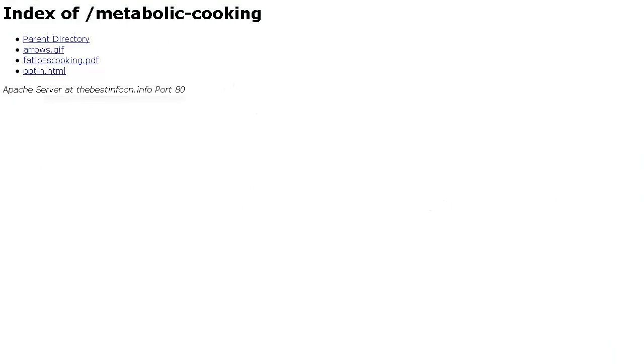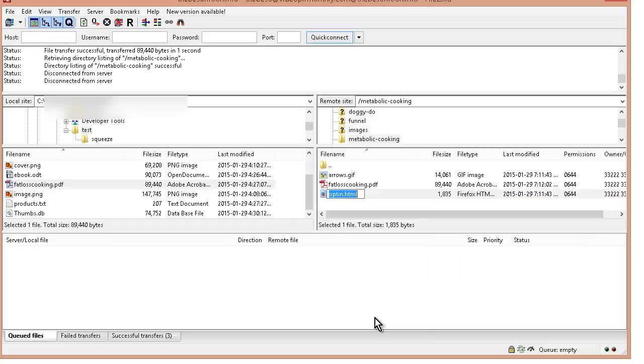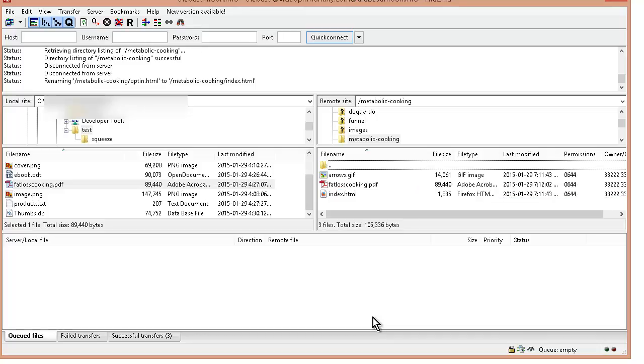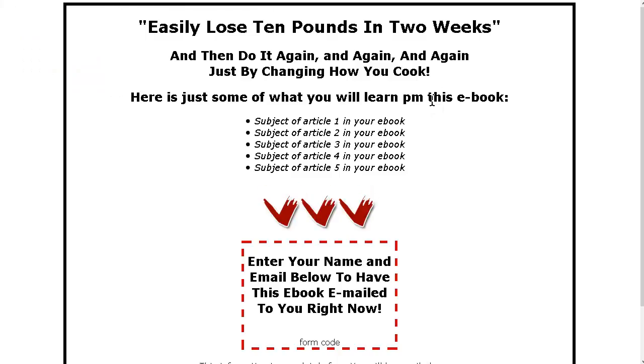Now take note of what's happening here. We're getting this screen because this file is named opt-in, and it should always be named index. I'll just go here and rename this, and I'm just going to call it index. Now let's refresh here, and now it'll work properly. So make sure you rename that index.